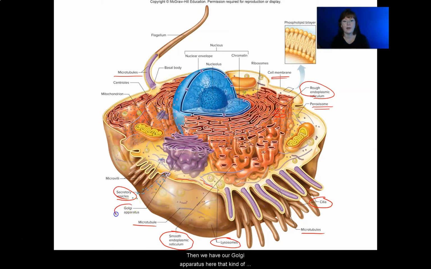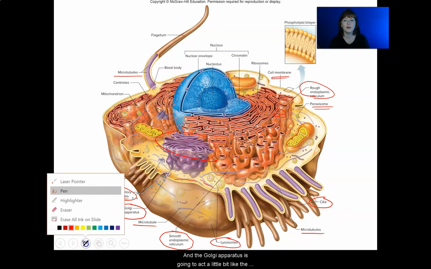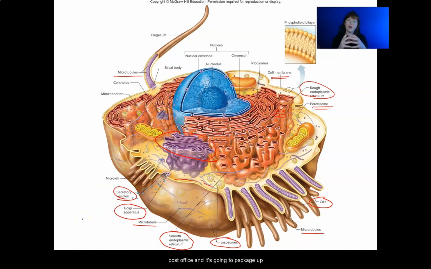Then we have our Golgi apparatus here that kind of looks like this stack of pancakes. And the Golgi apparatus is going to act a little bit like the post office, and it's going to package up or receive those different molecules that have been made by the endoplasmic reticulum, modify them a bit, repackage them in new vesicles, and then ship them on their way. So it might ship those out of the cell, for example.